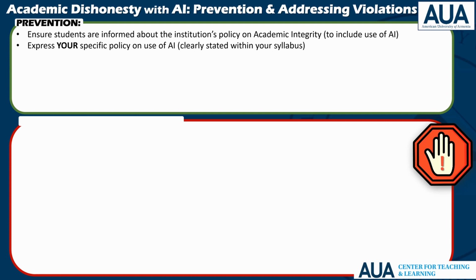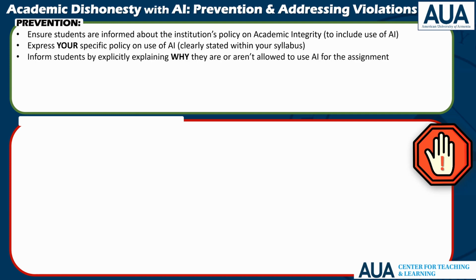Some sort of statement within the syllabus goes a long way to helping the student understand your specific policy on the use of AI. Another good preventative measure is to inform the students by explicitly explaining why they are or aren't allowed to use AI for the assignment. Whenever an assignment is given, specific information is given dealing with AI, meaning when and how they're allowed to use AI, or specifically that they're not allowed to use AI. This goes a long way to help with prevention of academic dishonesty.